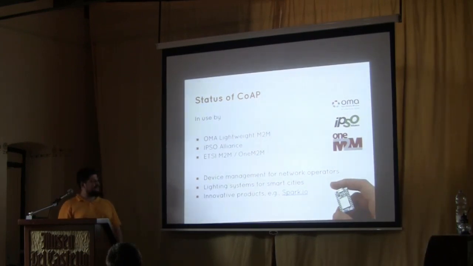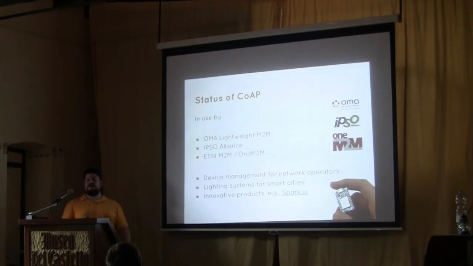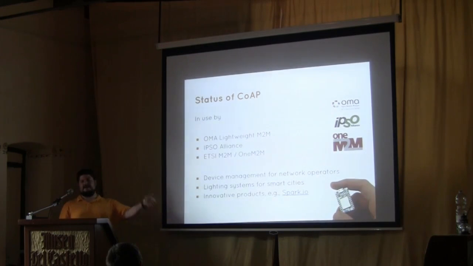And there are some nice products like this Spark.io. This is a low-power Wi-Fi module that already is connected to some kind of cloud service. And to do the device to cloud communication, it uses CoAP. And Kista already mentioned, there are many out there, but they don't really tell that they use it. But it's really going on.